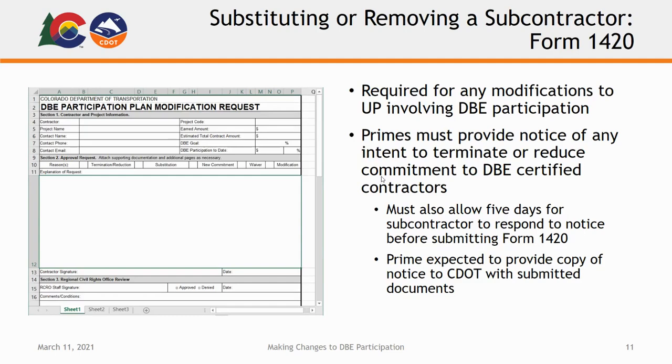Form 1420 is a form CDOT requires to be included for any modifications to a utilization plan involving DBE participation. Prime contractors must submit a Form 1420 for any and all requests for termination, reduction, substitution, or a waiver granted for a utilization plan, and good cause for any of these changes must be provided for review.